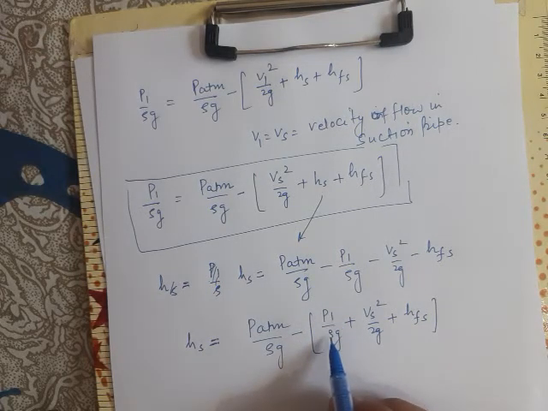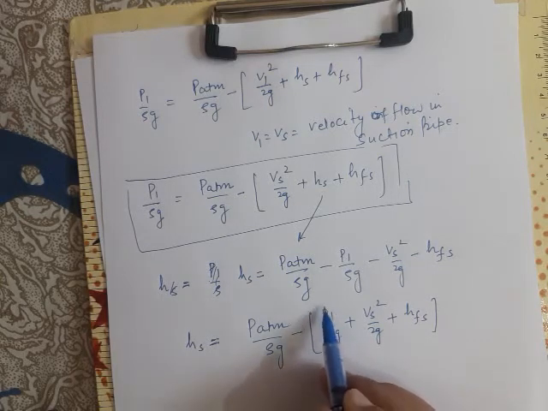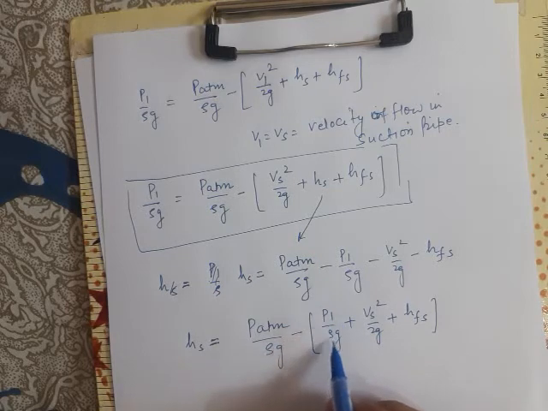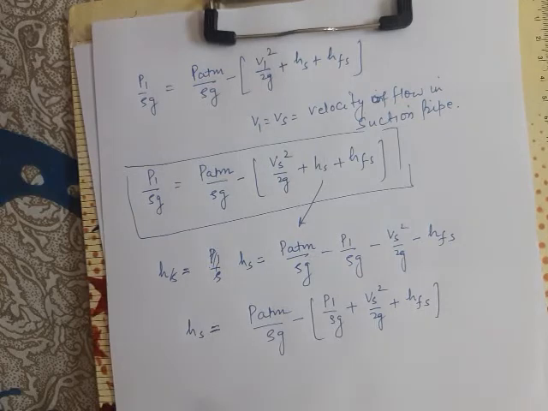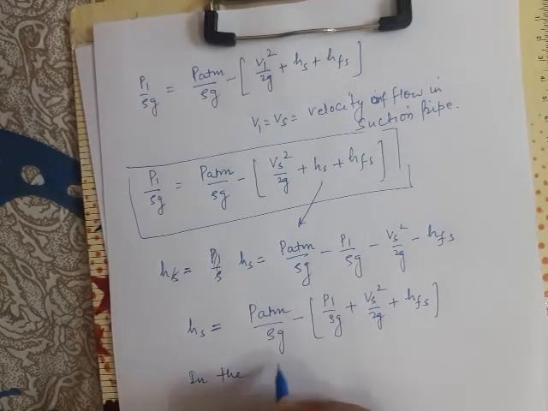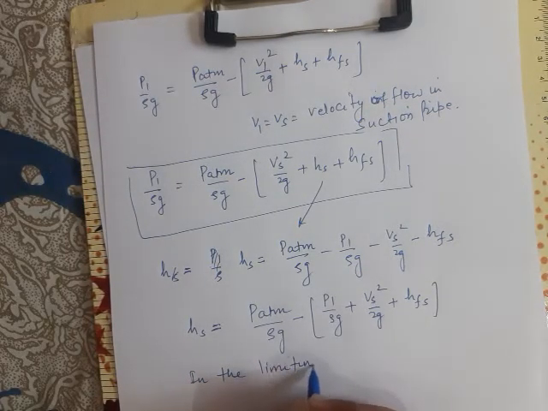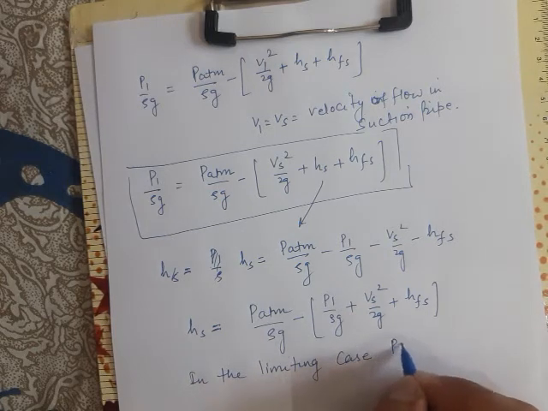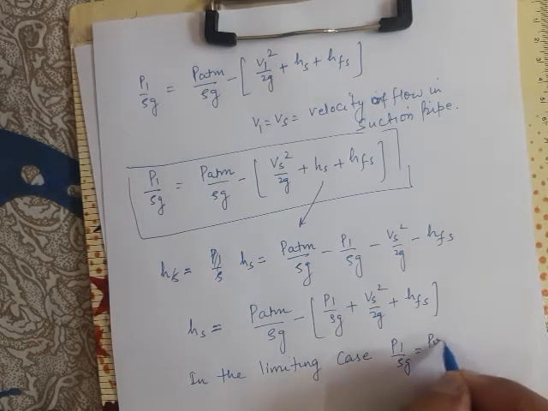Now what would be the minimum value of P1 by rho g? The pressure head at point 1 is not allowed to fall below the vapor pressure head, because if the pressure at point 1 falls below the vapor pressure, vaporization of the liquid takes place at point 1. This would lead to the phenomenon of cavitation. So in order to avoid cavitation, the minimum value of P1 by rho g would be equal to the vapor pressure head. So in the limiting case, P1 by rho g would be equal to PV by rho g.